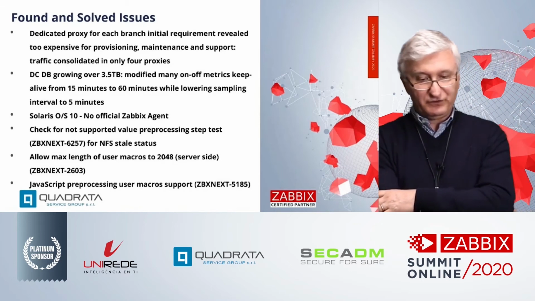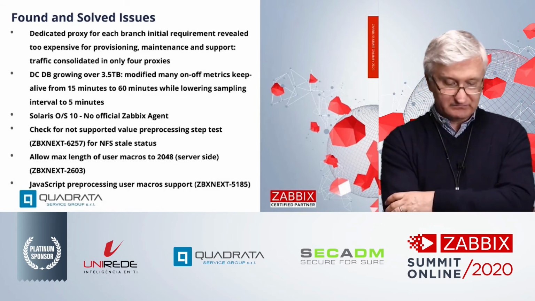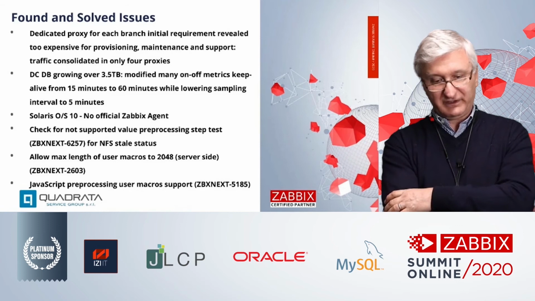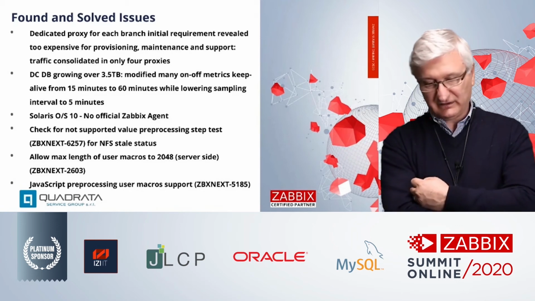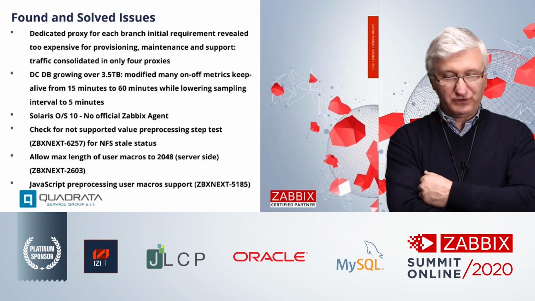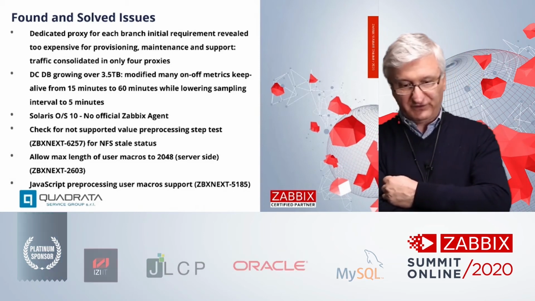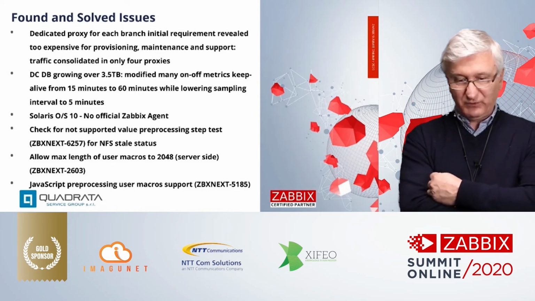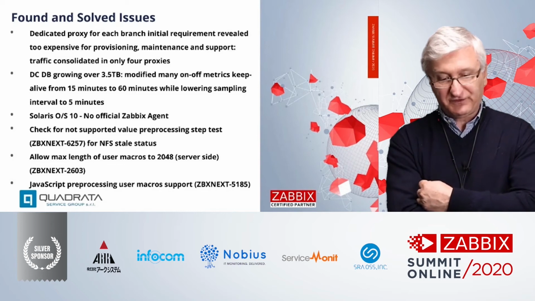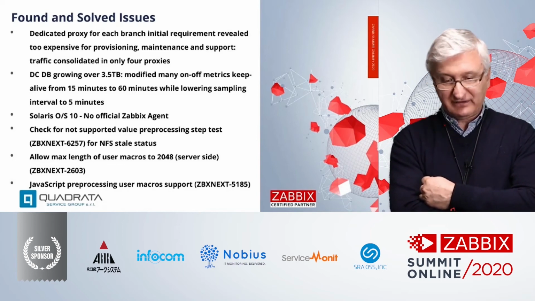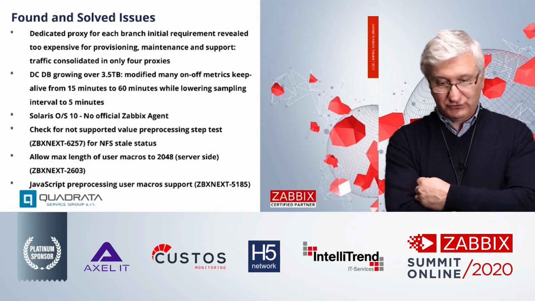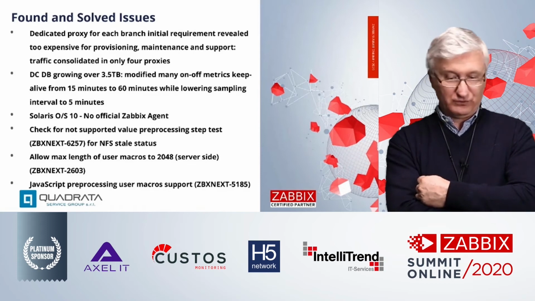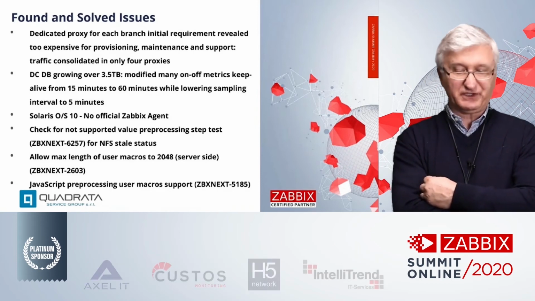Another problem that we faced was Solaris 10. For Solaris 10, there is no official Zabbix agent, so we needed to recompile and test this agent extensively. Another issue was the unsupported value preprocessing for NFS stale, as I told before, and we also needed to ask to increase the max length of user macros to 2000 characters on the server side, and to ask for JavaScript preprocessing user macro support.